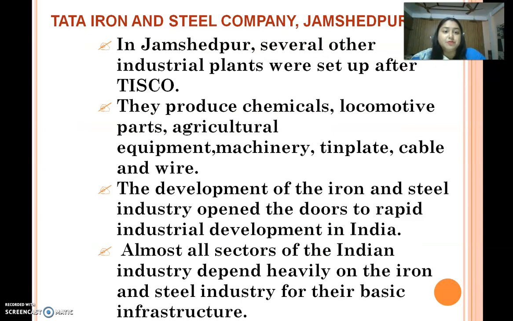So in Jamshedpur, there were other industrial plants as well, which were set up after TISCO, of course. And they produce chemicals, locomotive parts, agricultural equipments, machinery, tin plate, cable, and wire. The development of the iron and steel industry opened the doors to rapid industrial development in India. All the sectors of the Indian industry depend heavily on iron and steel for their basic infrastructure, because I already told you that iron and steel are feeder industries. They feed the other industries as raw materials. Right. So this is all about Tata Iron and Steel Company.